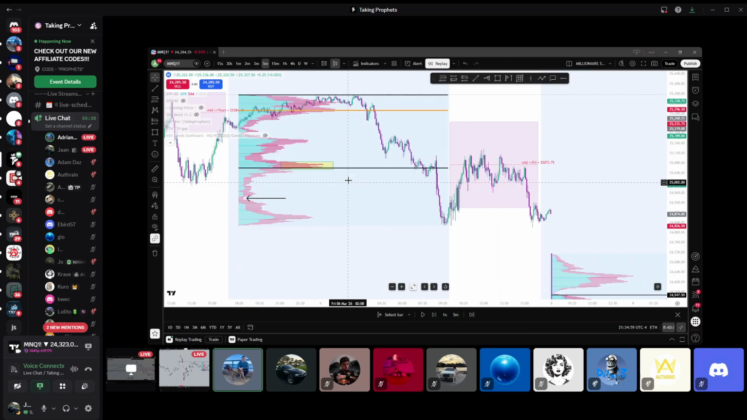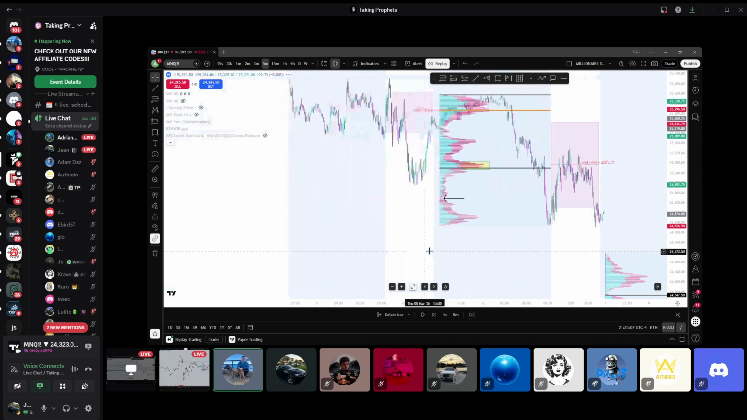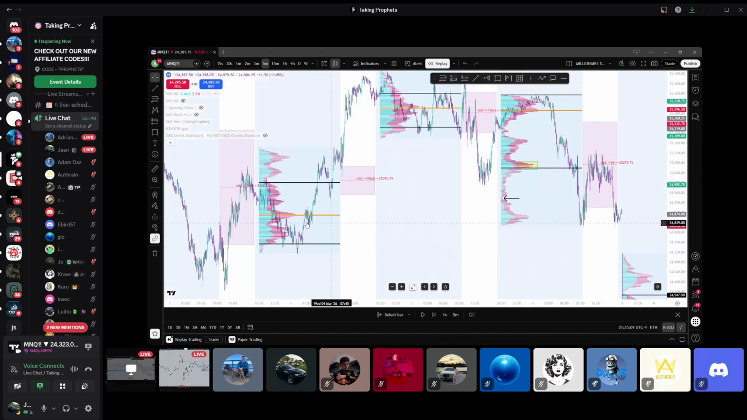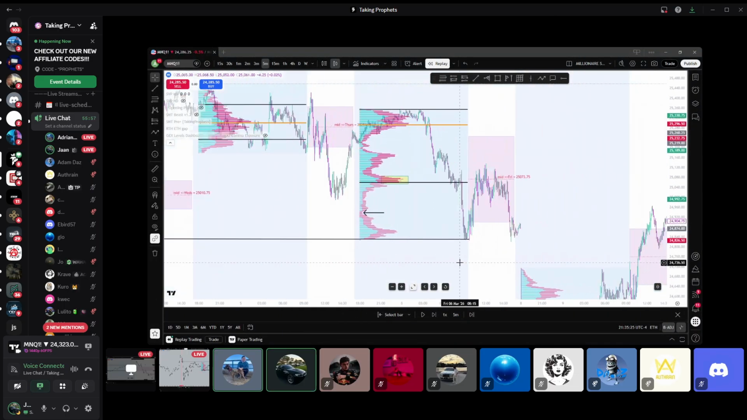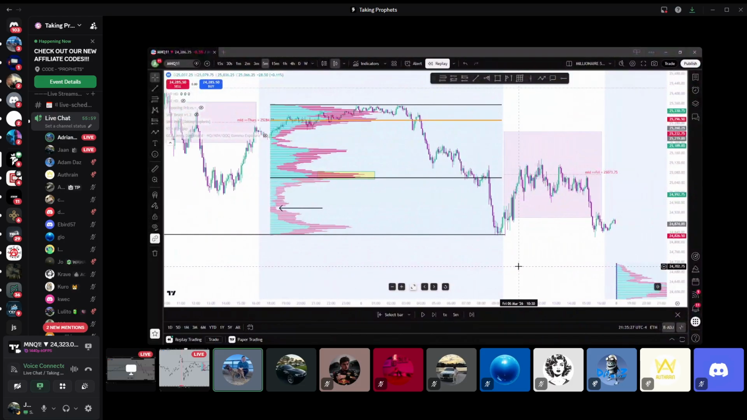Again, this is why I wanted to backtest it. And obviously I know I have to go on a tangent to get you guys to learn this stuff. But if you look right here, this price came down to fill this volume. You see what I'm saying? That's why I'm like, this shit is cracked.